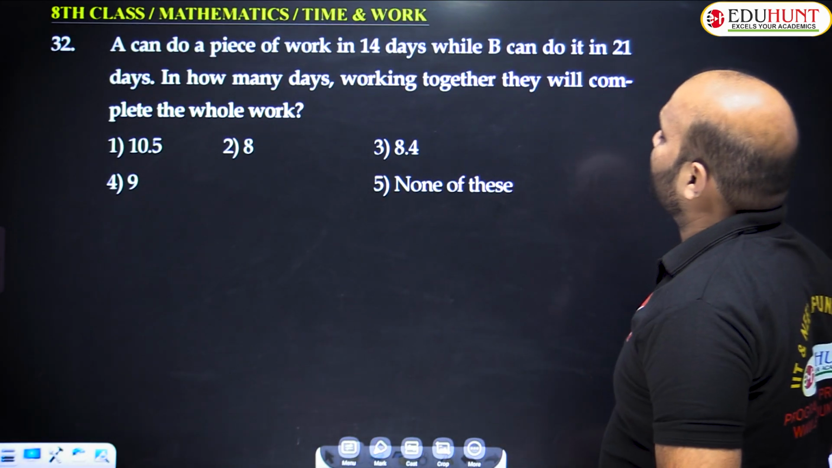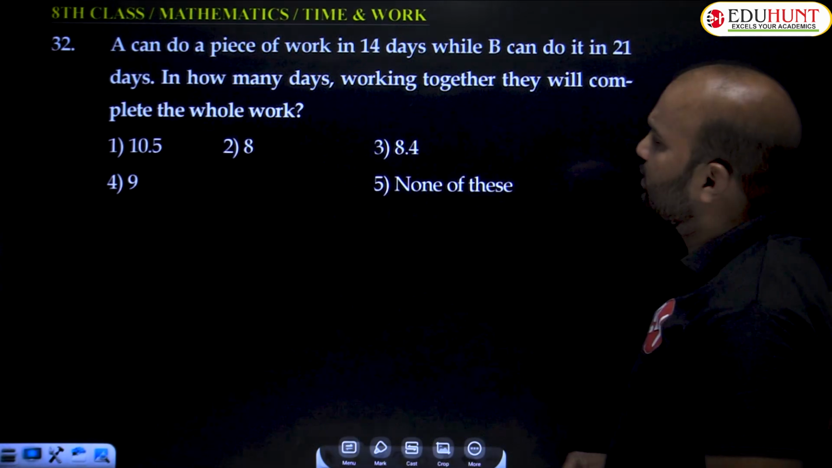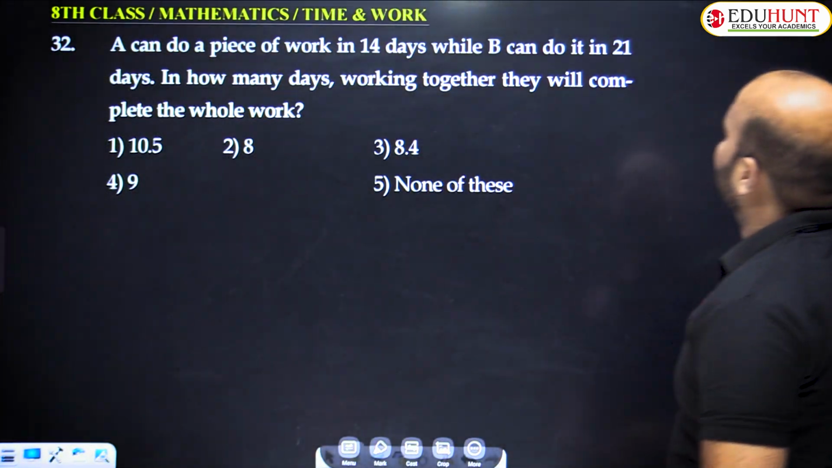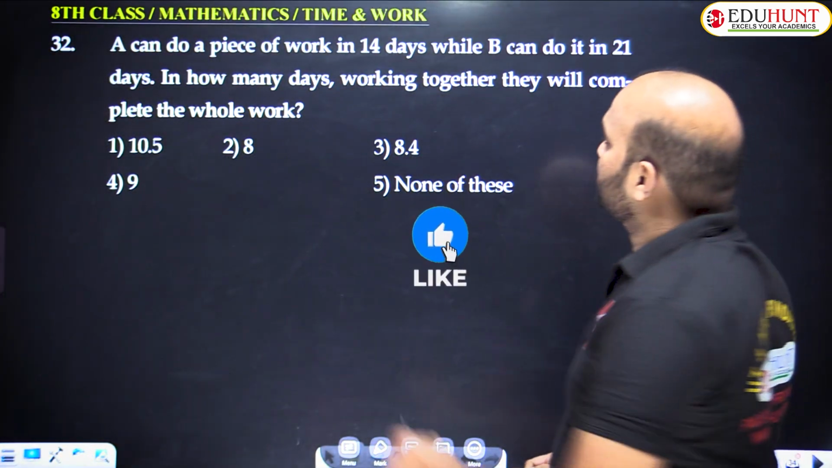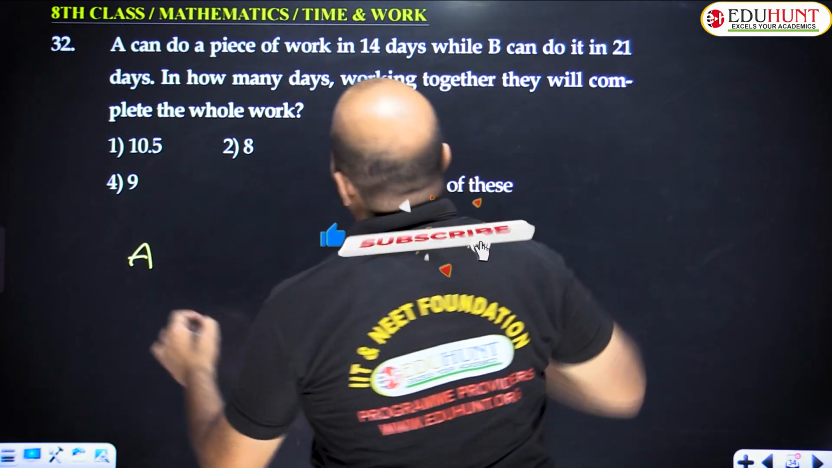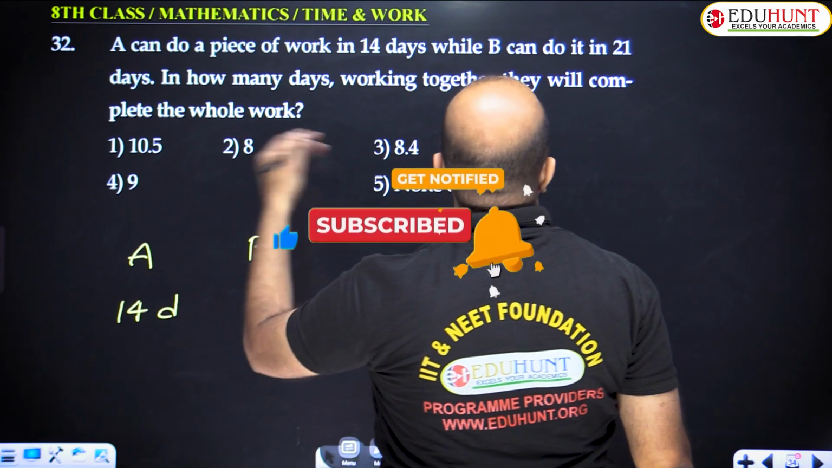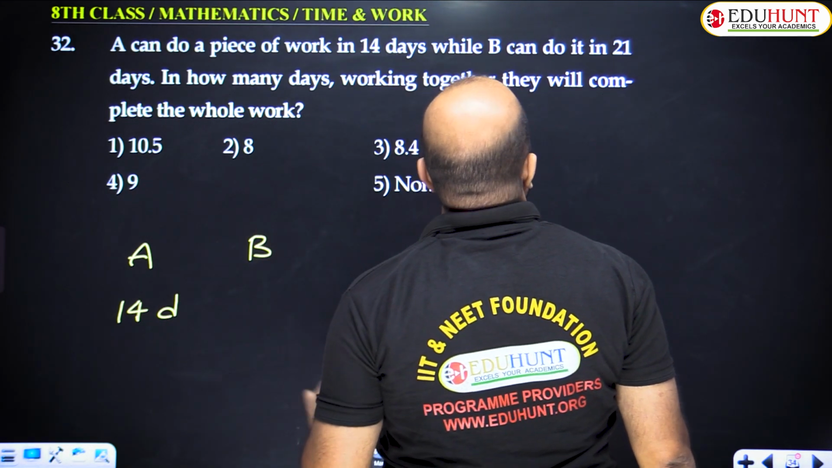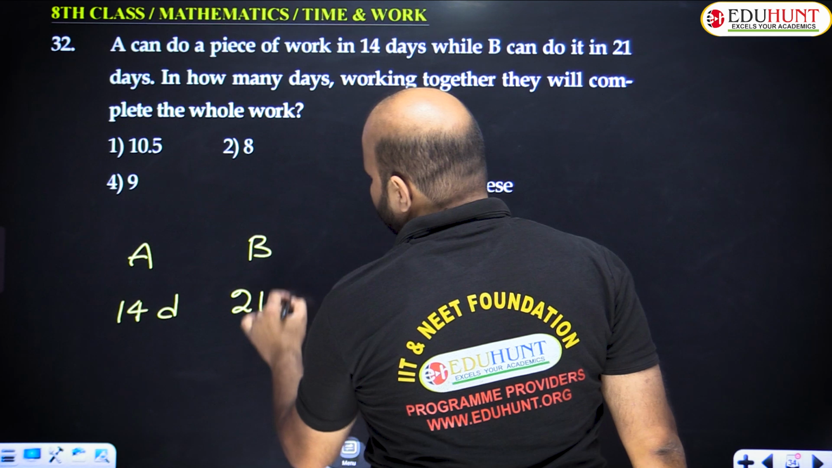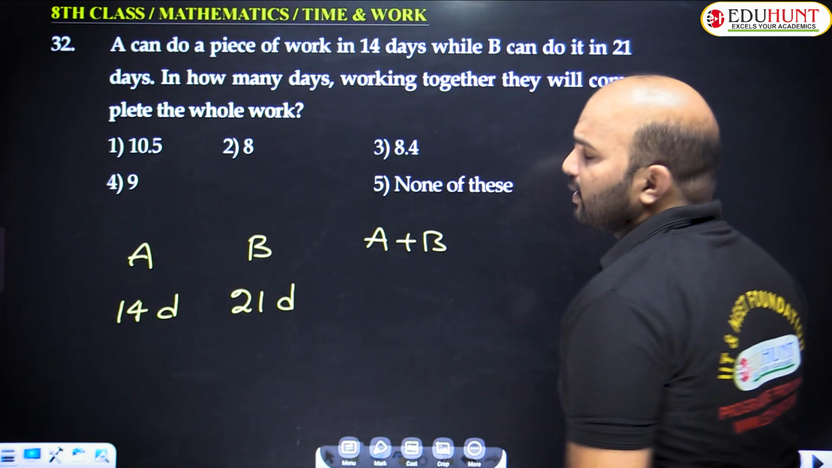A can do a piece of work in 14 days while B can do the same piece of work in 21 days. In how many days, working together, will they complete the whole work? A alone can do the work in 14 days, and B does the same work in 21 days. The question asks for A and B together to complete the whole work.